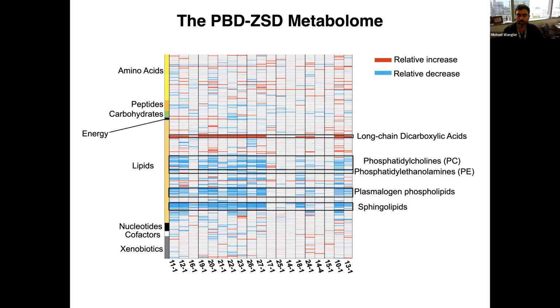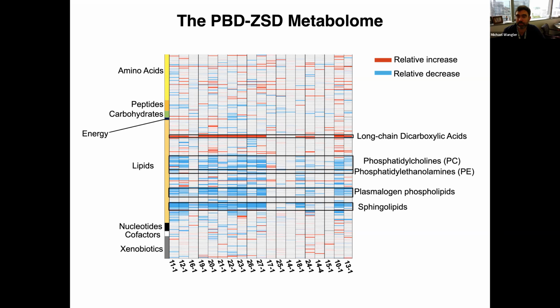So this shows our findings for the Zellweger spectrum disorders. The way that some of these metabolomic studies are done, you can make what's called a heat map. What we have here is that red shows you a specific compound that's increased. Blue shows you a specific compound that's decreased. Basically, each column here is an individual's plasma sample, and then each row is a specific body chemical, a specific compound that was found in that sample.